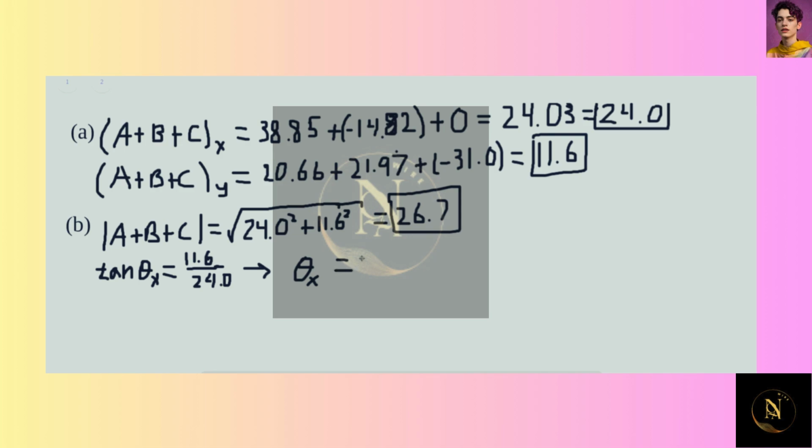That's going to be equal to the inverse tangent, written as tangent to the minus 1, of, again, the opposite over the adjacent, 11.6 divided by 24. And if you do that, this comes out to be 25.8 degrees. Box that in.